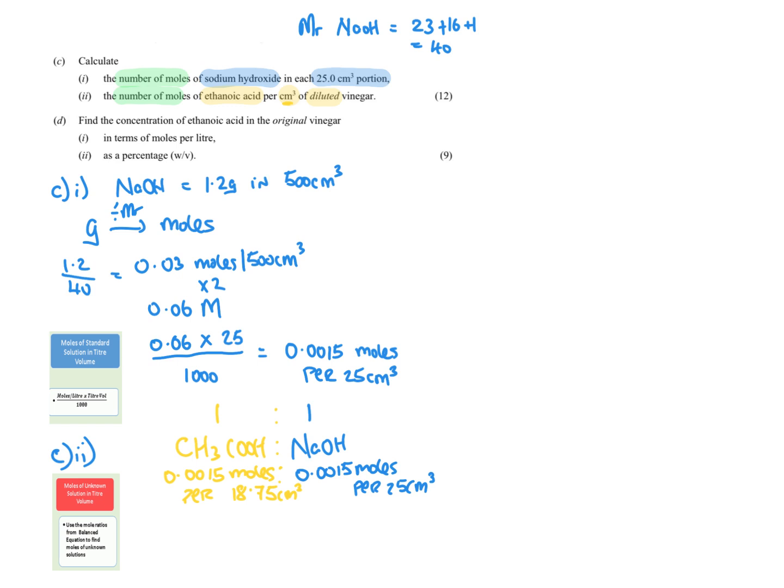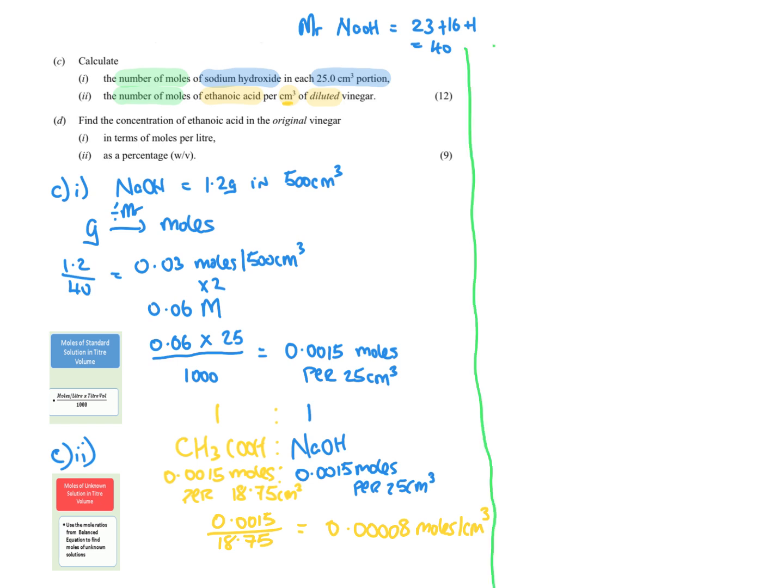Now, that's not what the question asks. The question asks us for the number of moles of ethanoic acid per centimetre cubed. We currently have it per 18.75 centimetres cubed, so all we simply need to do is divide 0.0015 by 18.75, and that will give us 0.00008 moles per centimetre cubed, and that is the answer to part 2.